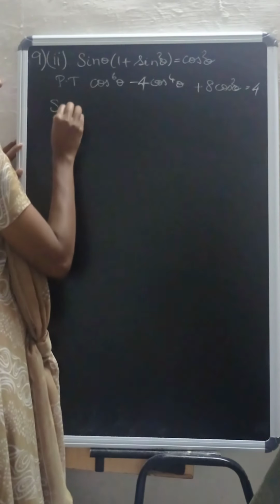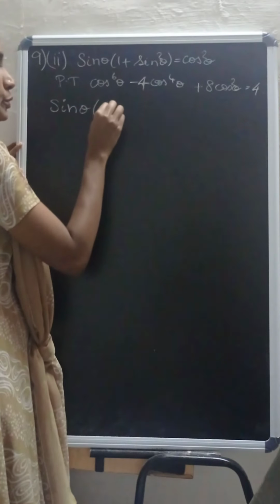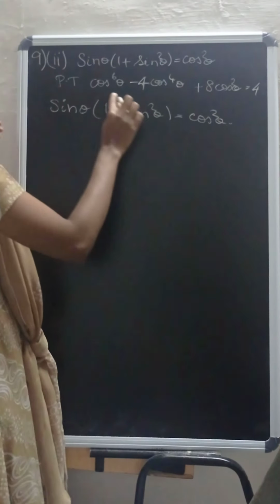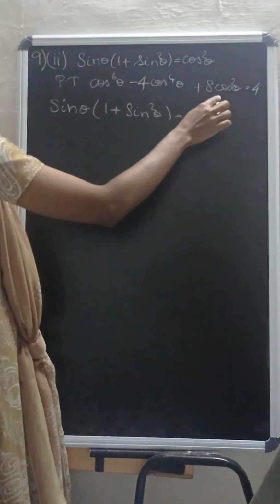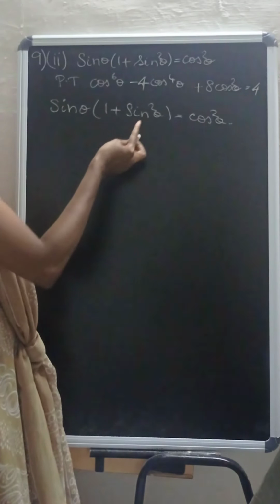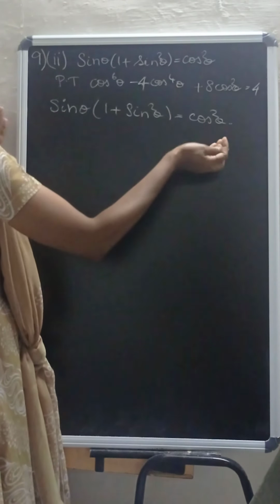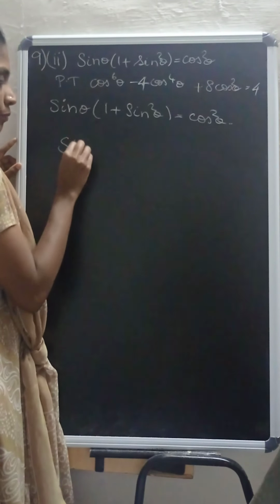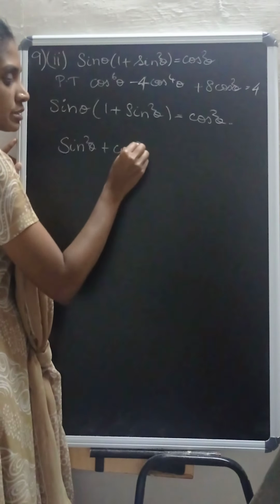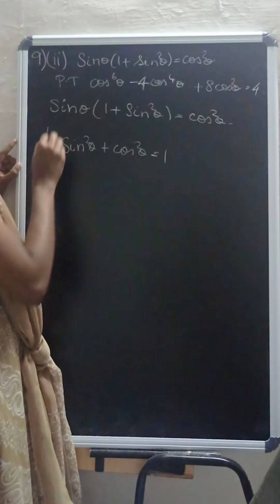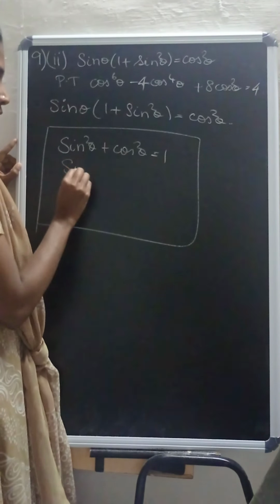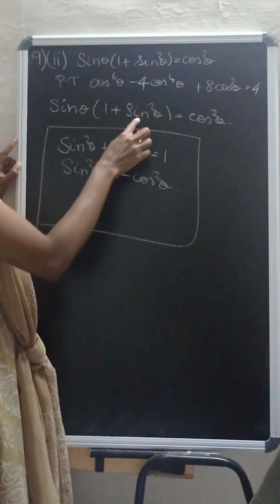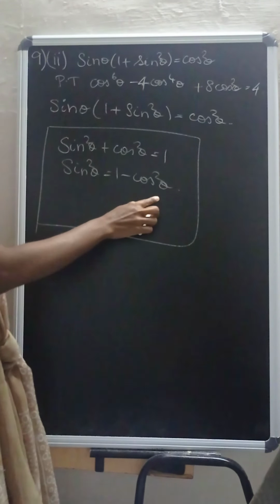Now take what is given here, sin theta into 1 plus sin square theta is equal to cos square theta. Now see here, everything here is in terms of cos theta. So we will convert this equation also fully into cos theta. So now instead of sin theta, what we can put? See now, sin square theta plus cos square theta is equal to 1. You have the identity. So sin square theta is equal to 1 minus cos square theta. So instead of sin square theta, you can substitute 1 minus cos square theta.